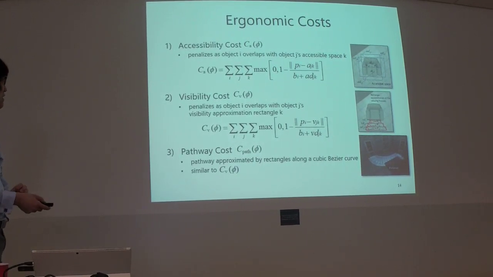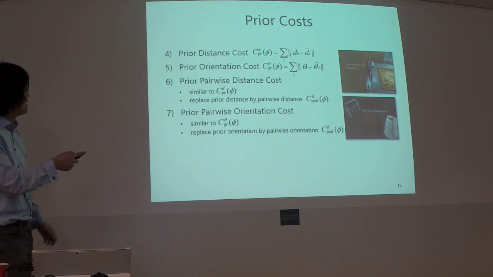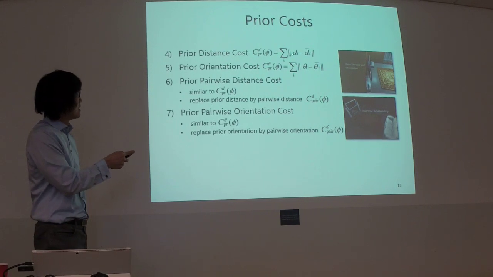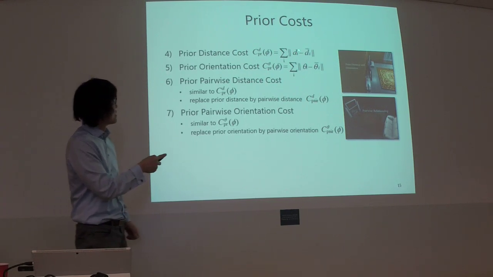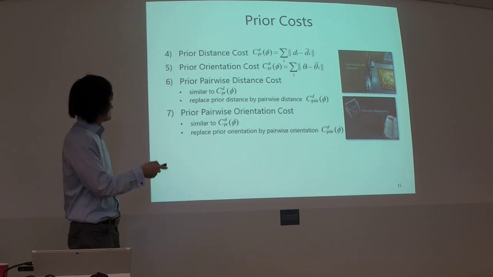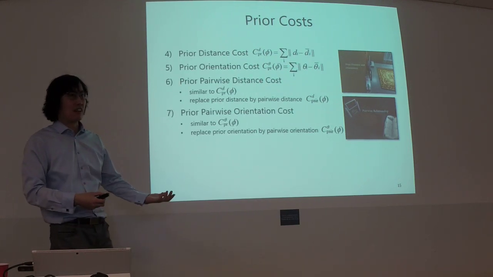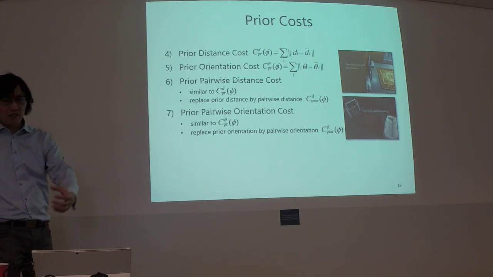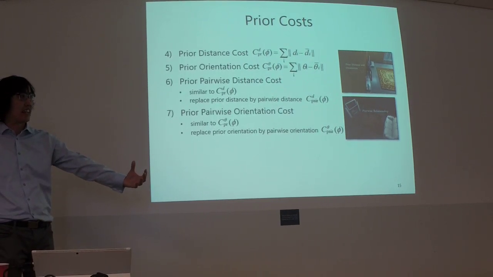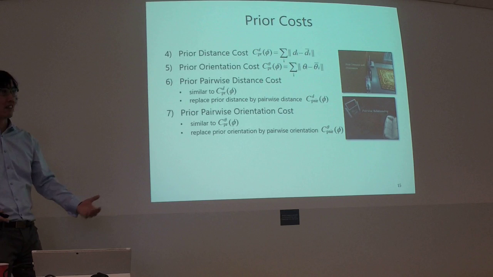Okay. Yeah, sure. So you have the pathway cost, and then we also have the prior distance and prior orientation costs. These are for penalizing the distance if it is deviating from the target distance that we learned from the example. So we have the prior distance and prior orientation with respect to the ball, and then the pairwise distance and pairwise orientation. You remember we defined some pairwise relationships that we want to maintain. So if the synthesis deviates from that relationship, we will also penalize that.